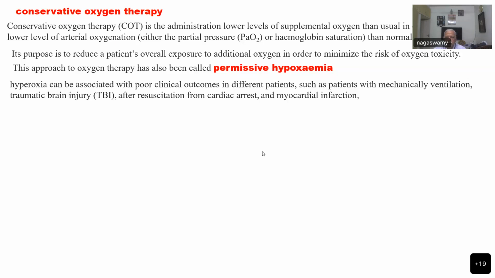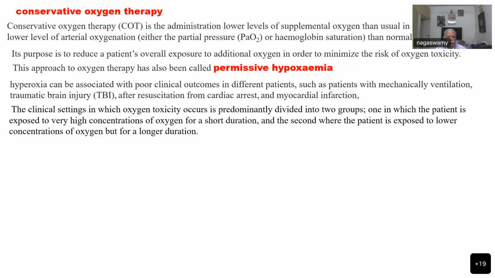They have traumatic brain injury or after resuscitation from cardiac arrest, post cardiac arrest care or myocardial infarction. Nowadays, they say that you should not give too much of 100% oxygen when patient comes with acute coronary syndrome. We have to go for a lesser oxygen PaO2.